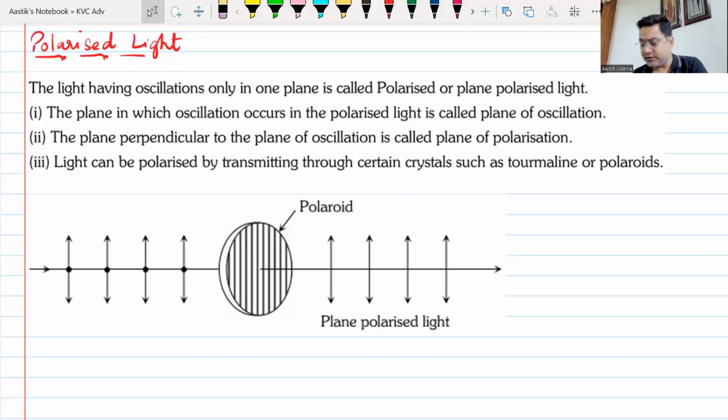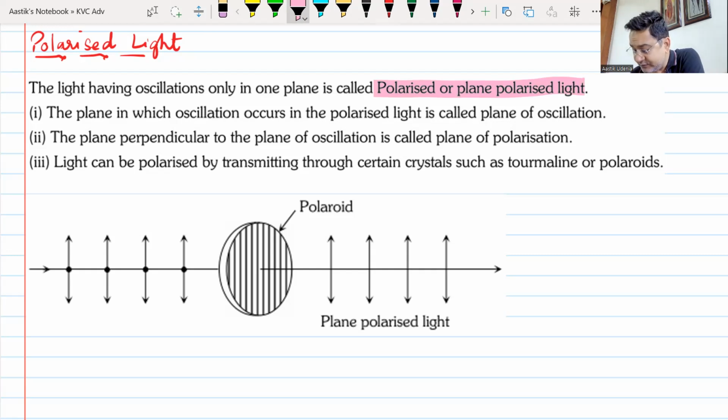Now, since we have understood what an unpolarized light is, we must be able to understand what a polarized light is. As you can see, the electric field can be resolved into two components, one vertical and one like this. Yes or no? Yes. Now, if we can somehow restrict the electric field to move in only one direction along one axis, then the light is known as plane polarized or simply polarized light. Do we understand this? Yes, sir.